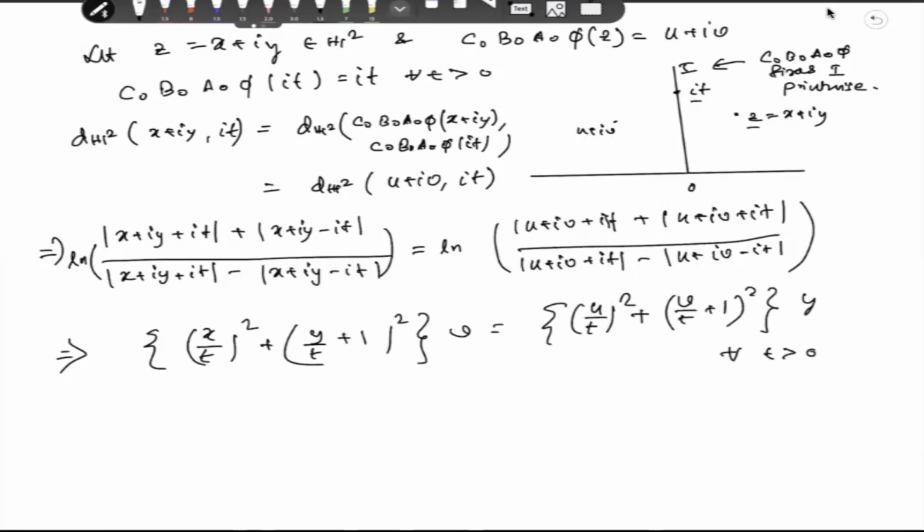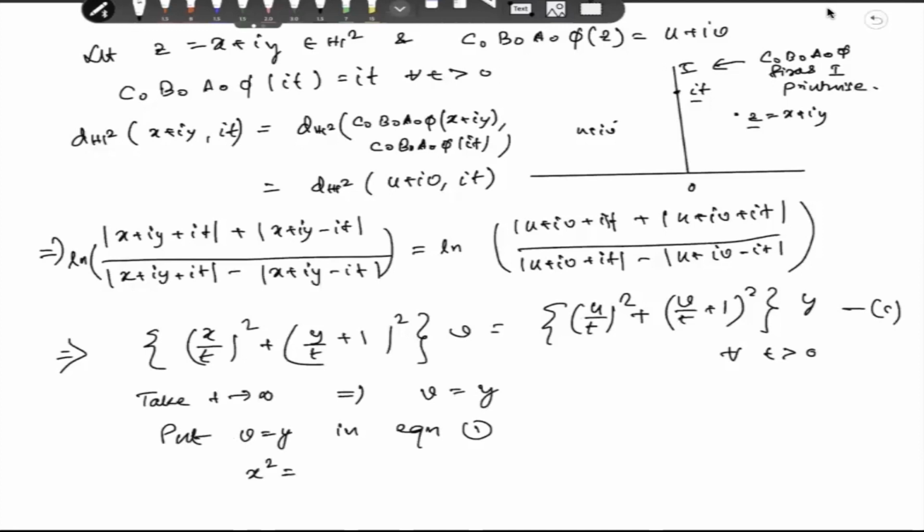Now if I take t tends to infinity in this equation, what will we get? We get b equals y. And again, if I put b equals y in equation 1, what you get is x square equal to u square. So this implies that u is equal to plus or minus x.